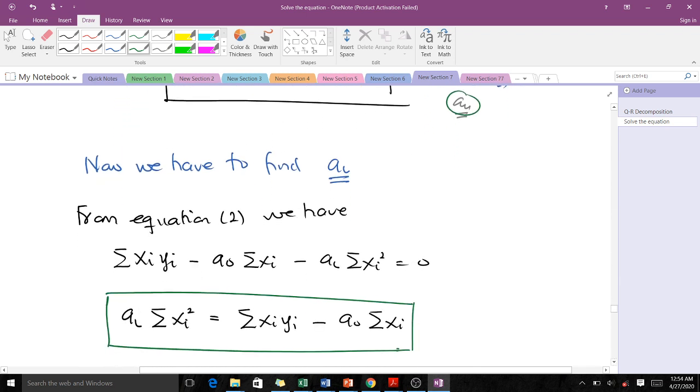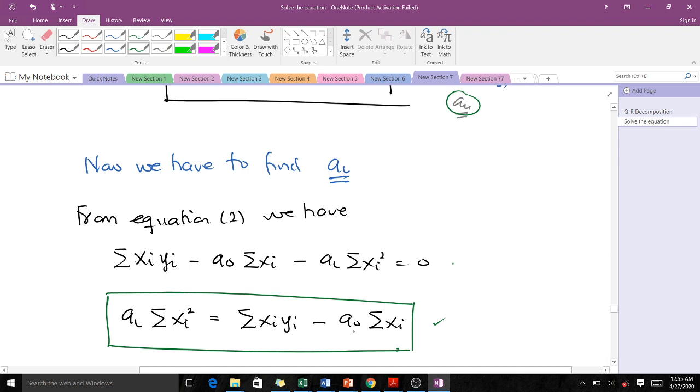So now we have to find our E1. From equation 2, we have this. You can check it. This is what we have for equation 2. We want to make E1 the subject. So we try to make E1 come to the left hand side, anything containing E1. So we bring it here and we have this particular equation here.